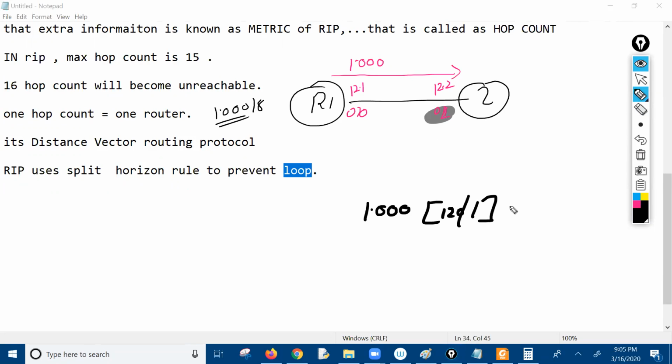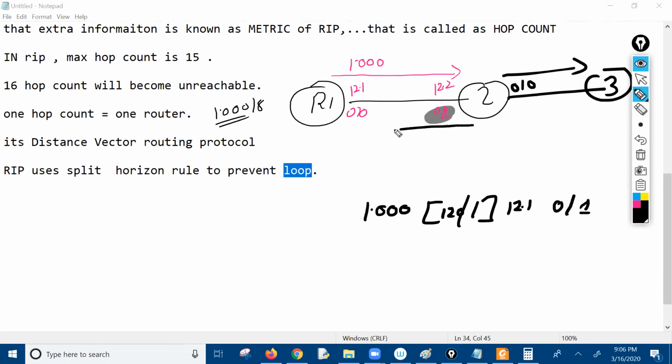1 is a hop count, sorry, and the 12.1 is the next hop, and I'm receiving this on interface 0/1. What will R2 do? R2 will forward this information to 0/0, to the next router, and R2 will also forward this information to R1. If R1 receives this information, what will R1 do? R1 is receiving this information on which interface? 0/0. It will forward the information to the next guy.